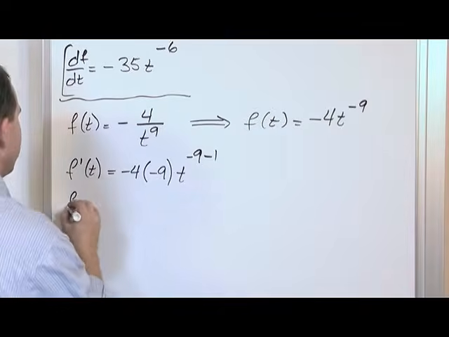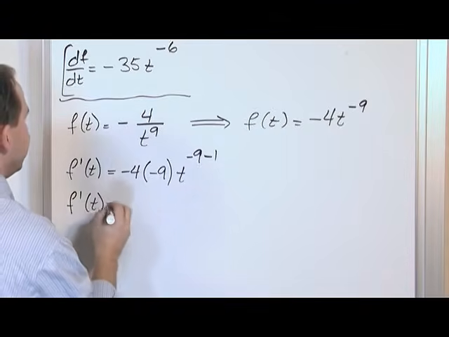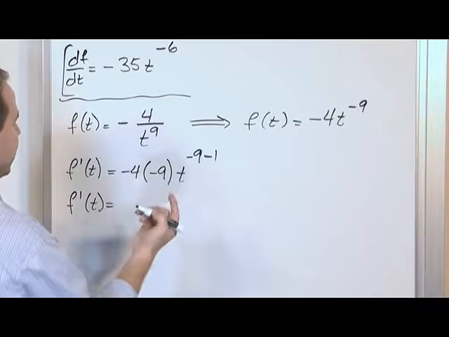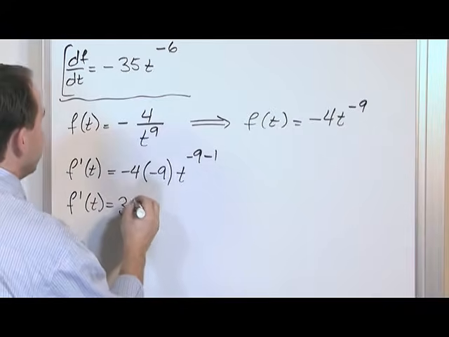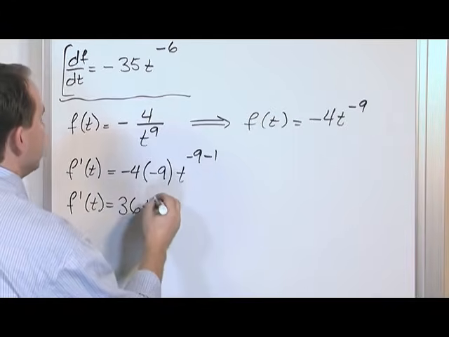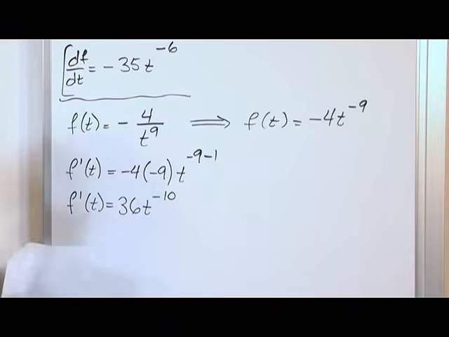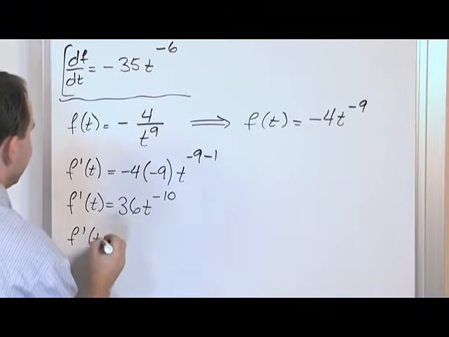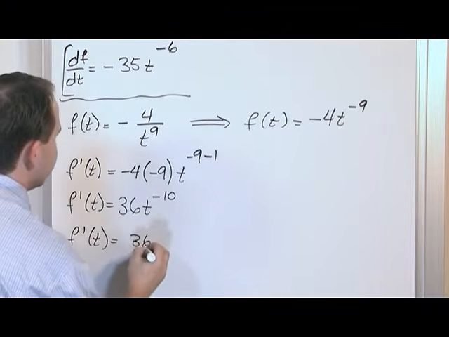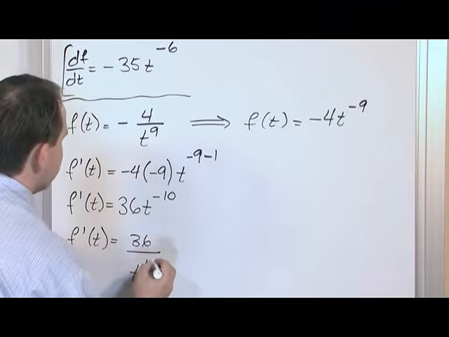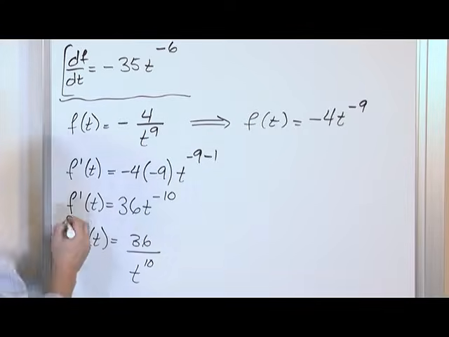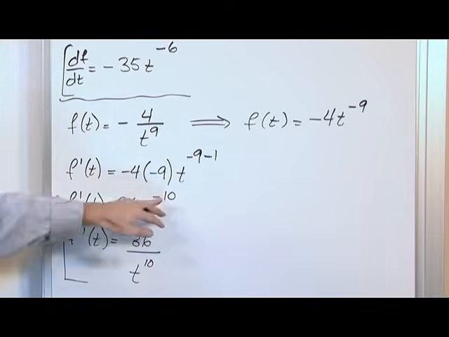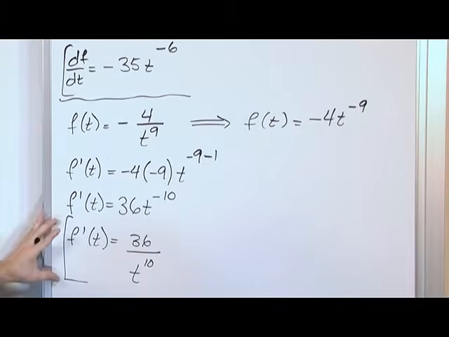Same rule as before. So f prime of t is equal to 9 times 4 is 36, negative times negative is positive, so 36 times t to the negative 10. And you can leave it like that. That's absolutely fine. But since the original problem wrote it like this, you might want to be a little courteous and write it as 36 over t to the 10th power. That's the answer. This is the answer also. It's totally fine to leave it like this.